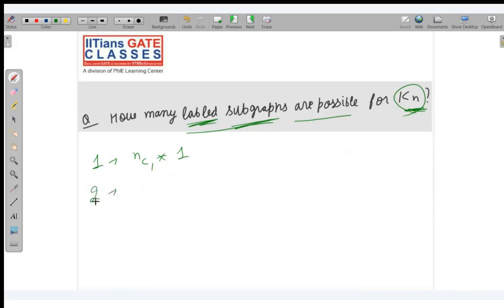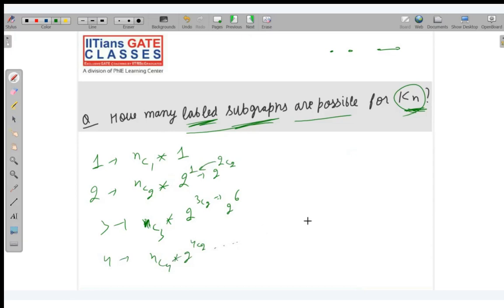If we take two vertices, you take nC2, and how many graphs are possible with two vertices? Only one, so multiplied by 1. For three vertices, nC3, and the number of graphs possible with three vertices is 2 power 3C2, that is 2 power 3. For 2 vertices it is 2 power 2C2, and 2C2 is 1, that's why I put 1 here. For 4 vertices, nC4 into 2 power 4C2, and so on. Finally we will go till nCn into 2 power nC2.